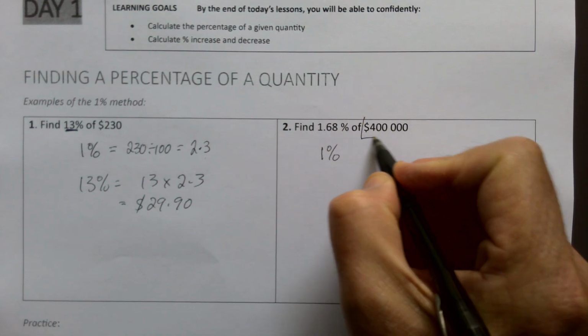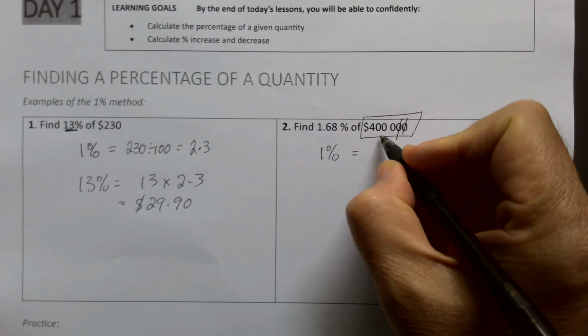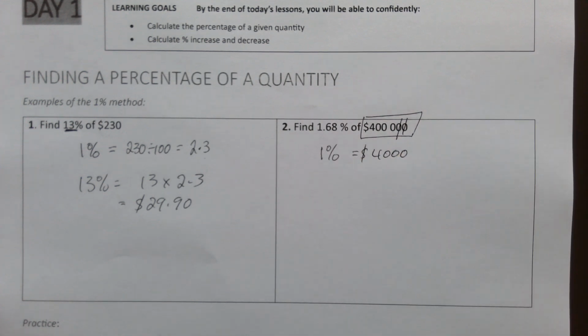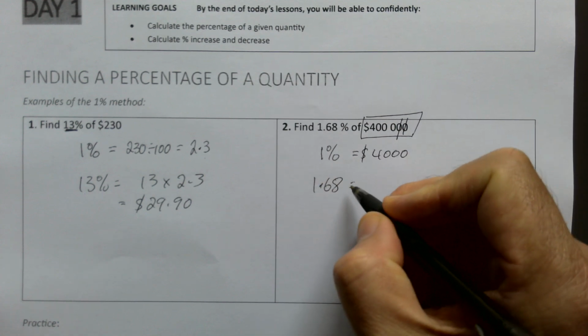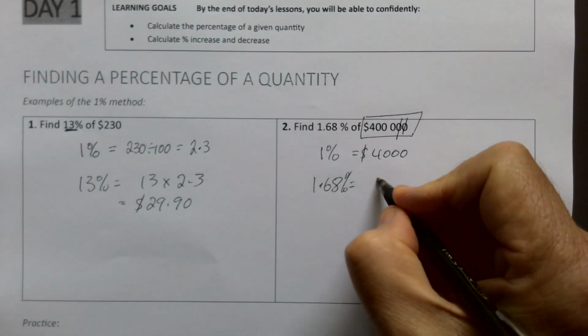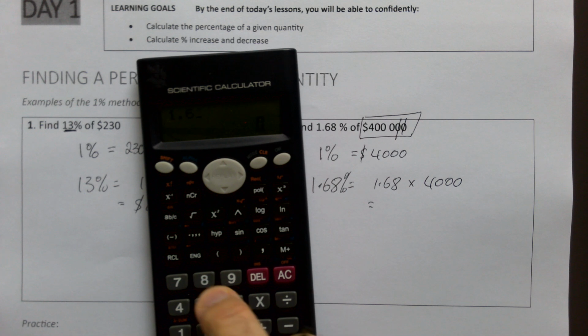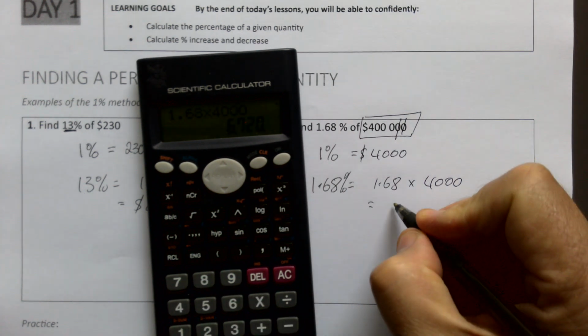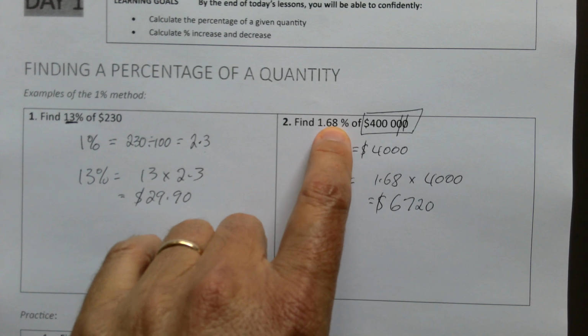What is 1%? Now, I've got to get that thing and divide it by 100. Well, if I chop 2 zeros off, I've divided it by 100. So 1% is 4,000. And if you want to satisfy yourself by putting 400,000 into the calculator and dividing it by 100, you'll get 4,000. All right, well now I need 1.68 of those. So 1.68% is, I'll go 1.68 times 4,000. 1.68 times 4,000, it's 6,720. Done.